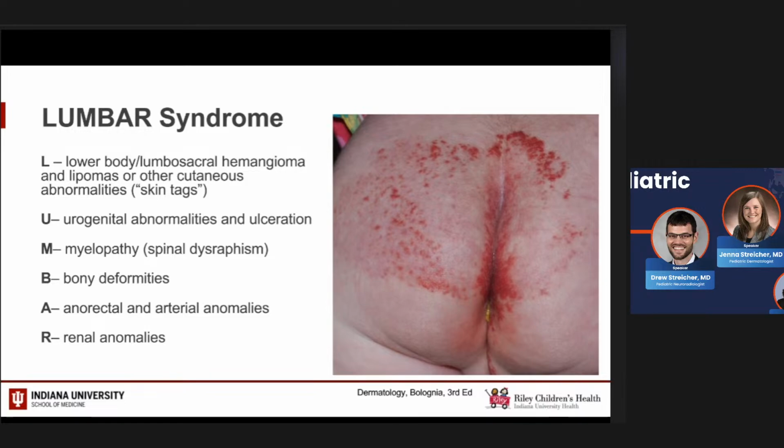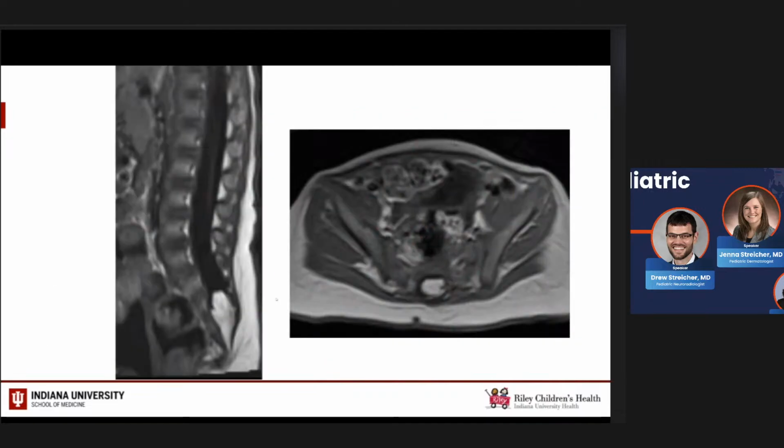They can have associated urogenital abnormalities, and they have a lot of ulcerations, where there are a lot of wounds, a lot of oozing. This is something I'm managing, really seeing these kids back frequently. It can cause a lot of pain. And then myelopathy, so the spinal dysraphism, bony deformities. They can have anorectal and arterial anomalies, and then renal anomalies. All right, so this has a nice overlap with our spinal dysraphism section earlier, because that's what we're going to see with LUMBAR syndrome.